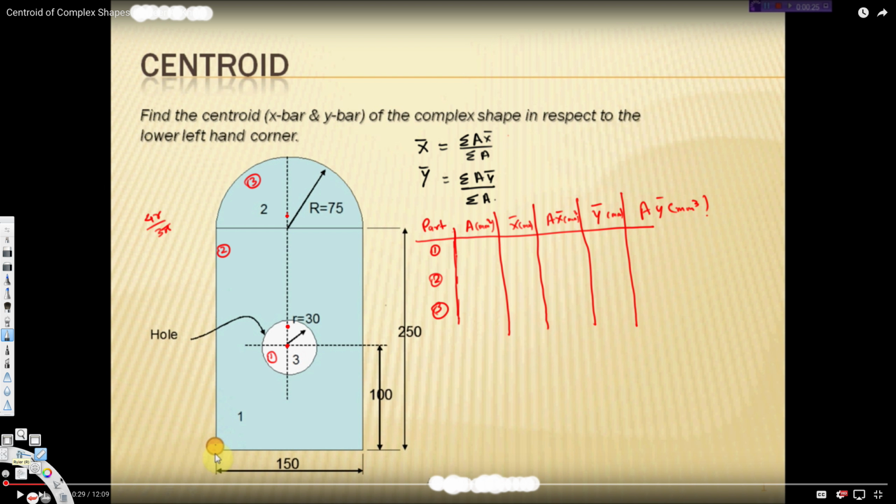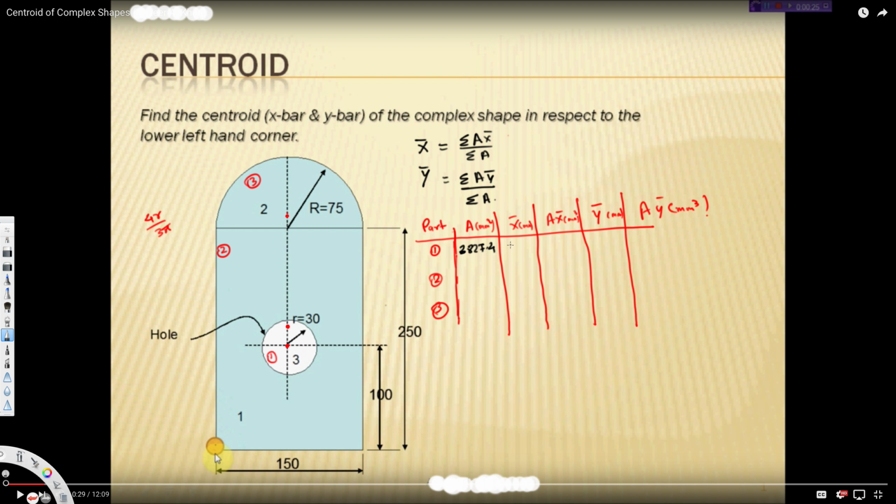To find the area, first of all, I'm taking this hole. For a circle, the area is pi r square. So pi r square, and if we calculate, pi is 3.14 and r is 30. If you calculate this value, it will give you 2827.4.